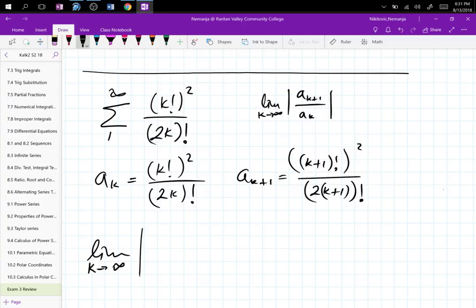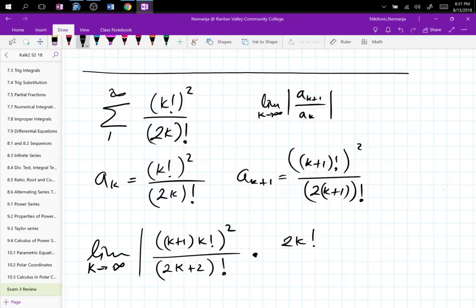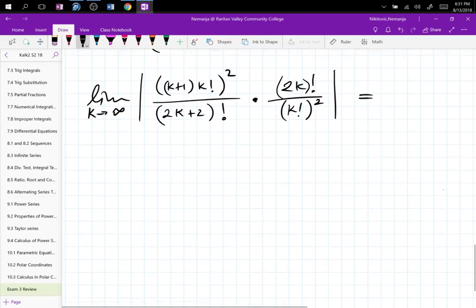You can also do some peeling. I have (k+1) times k factorial, everything squared. So I peeled off k+1. And then divided by, on the bottom, I have (2k+2) factorial, times (2k) factorial divided by (k factorial) squared. So now time for algebra.